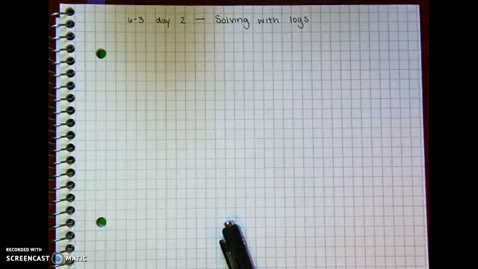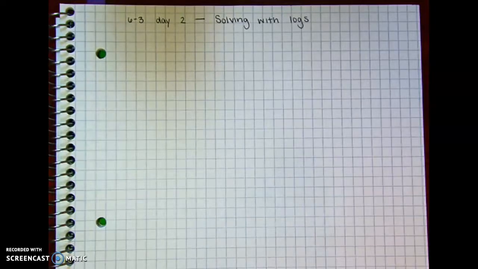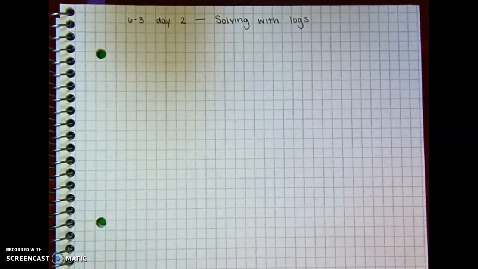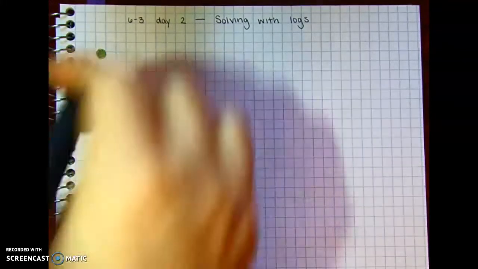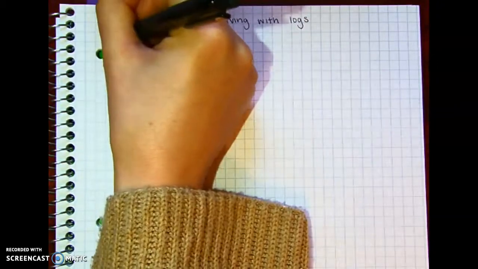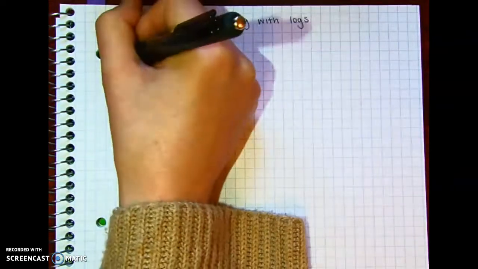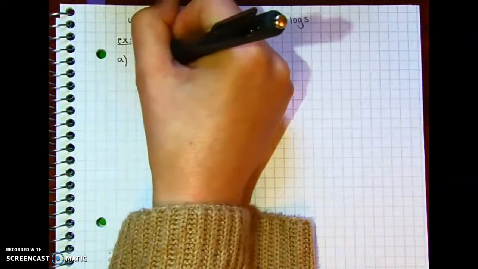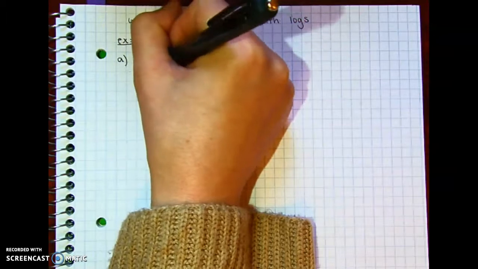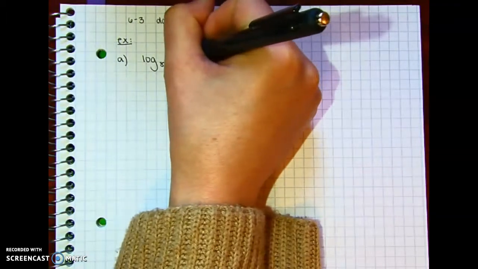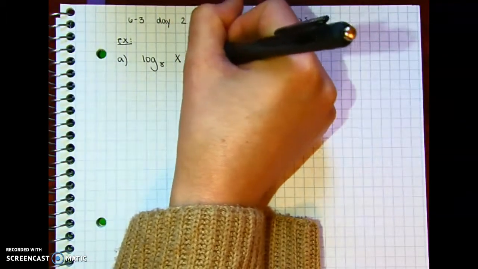Hey Algebra 2, in this video we're going to be doing section 6.3 day 2, solving with logs. So we're going to solve an equation with logarithms. I'm just going to teach via example. So the first problem we're going to do is log base 8 of x equals negative 2.